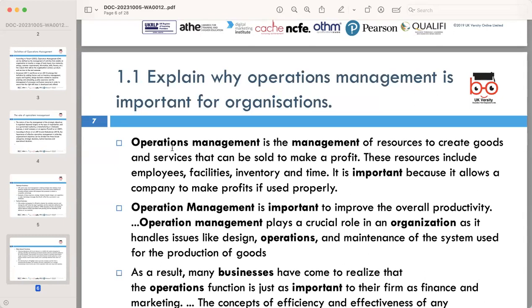It says here that operation management is the management of resources to create goods and services that can be sold to make a profit. Okay. So these resources include employees, as I said, facilities, inventory, and time. It is important because it allows a company to make a profit if used properly. Same thing as what you said, Khurram.